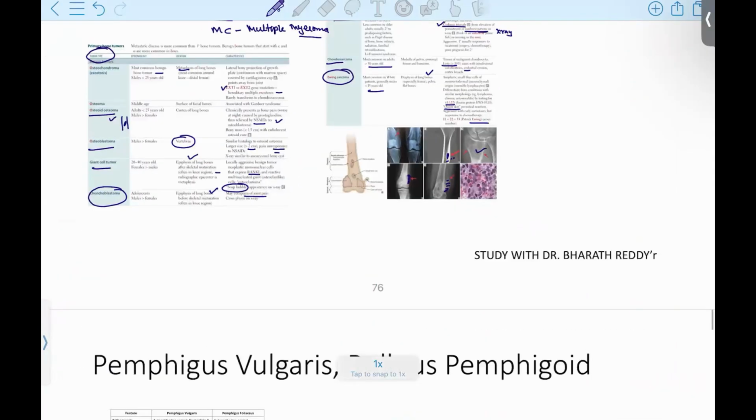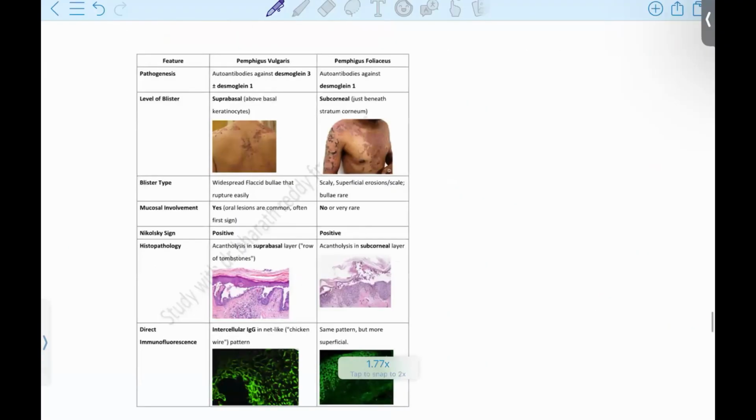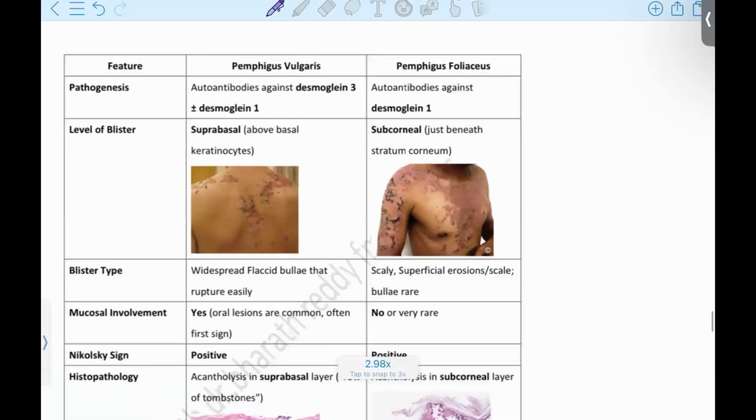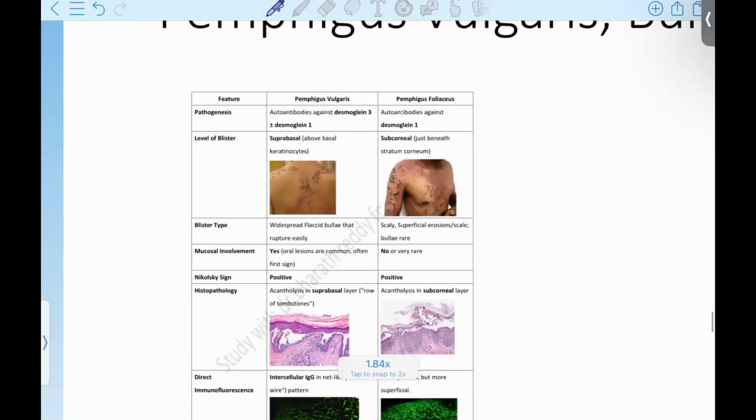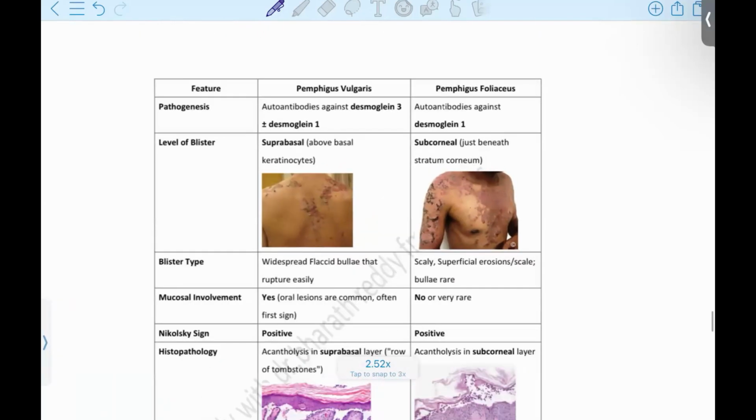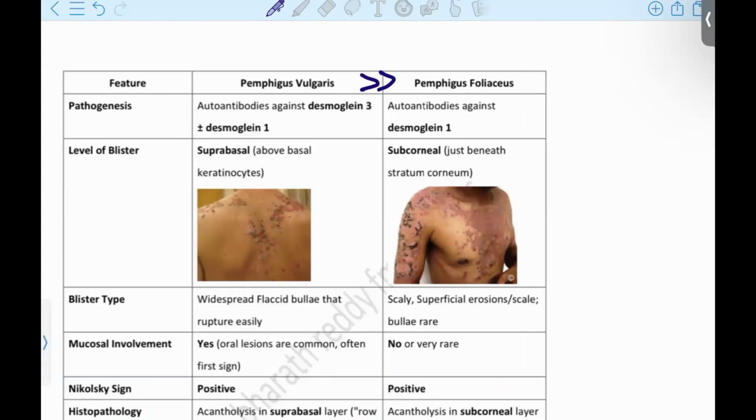Next topic, pemphigus vulgaris and pemphigus foliaceus. In this condition, pemphigus vulgaris is the most common, and along with that, pemphigus vulgaris is the most severe one. In this patient, the genes that are involved are desmoglein 3 and desmoglein 1. And pemphigus foliaceus will involve desmoglein 1.